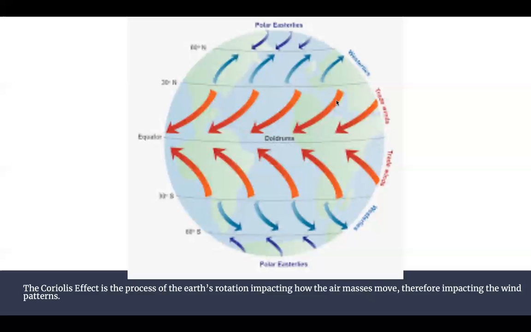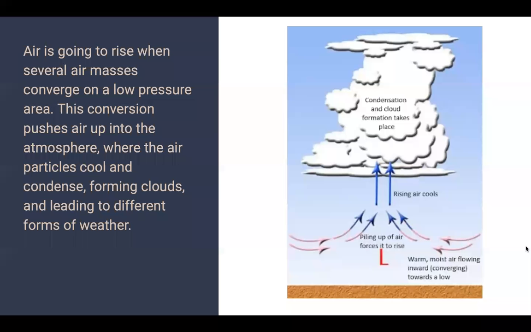But as these air masses are moving down, we see that they're not going down at a straight 90-degree angle towards the equator. They're going down at a slope, and that's because of the Earth's rotation. That's this whole Coriolis effect at play, which is really cool to look at.